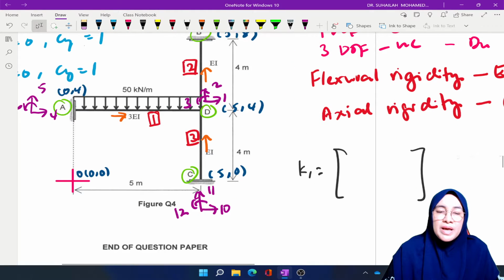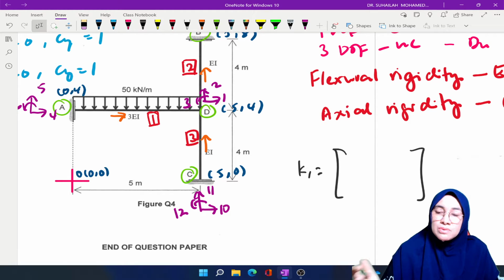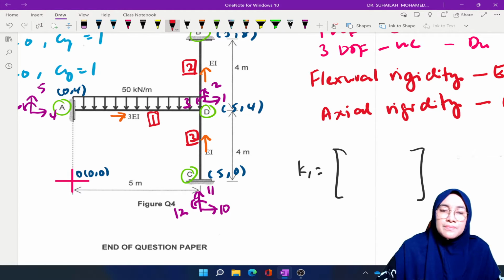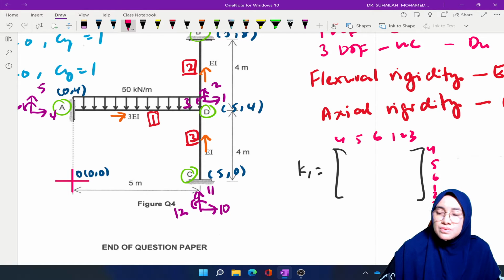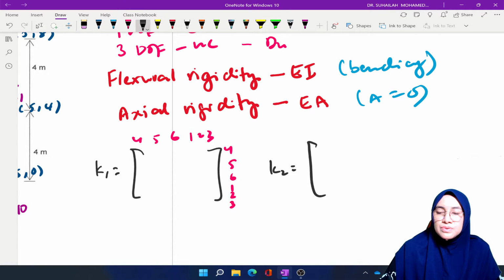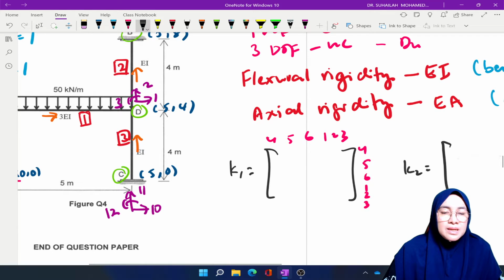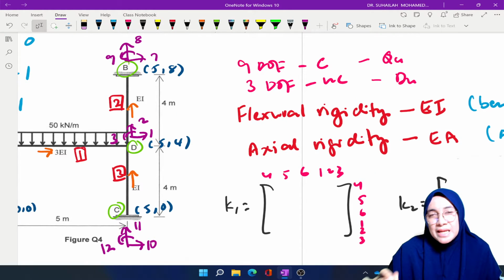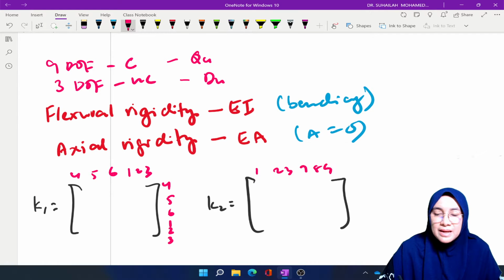Label first. So we have element number 1. The label is 4, 5, 6, 1, 2, 3. And then we will have K2, also 6 by 6, and the label is 1, 2, 3, 7, 8, 9. It is a 6 by 6 matrix.